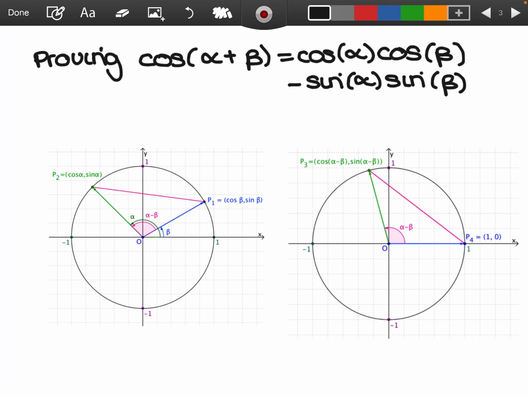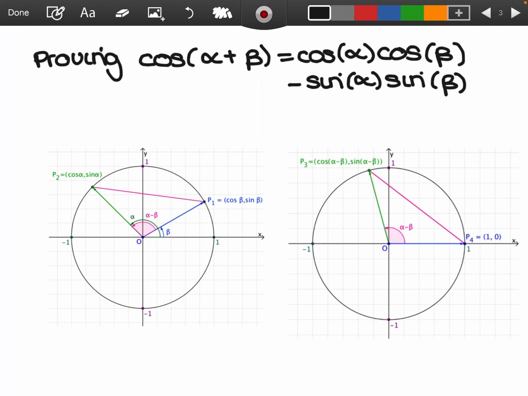But we're going to look at proving that cosine of two angles added together is equal to cosine of one angle times cosine of another angle minus sine of the angle, sine of the other angle. Okay. How do we do this? Well, these pictures came out of the textbook and they're really good at showing you exactly what you need to do. We've taken two angles, alpha and beta, and we've drawn them on the unit circle.